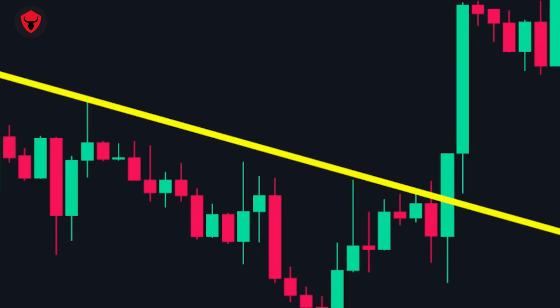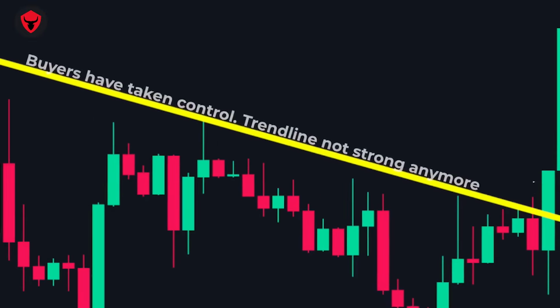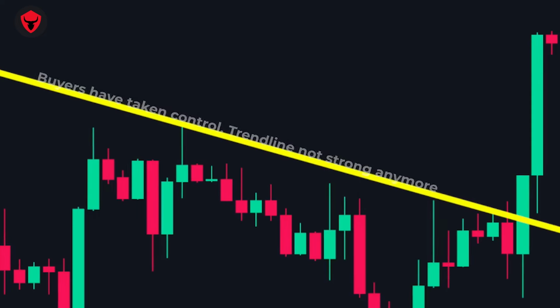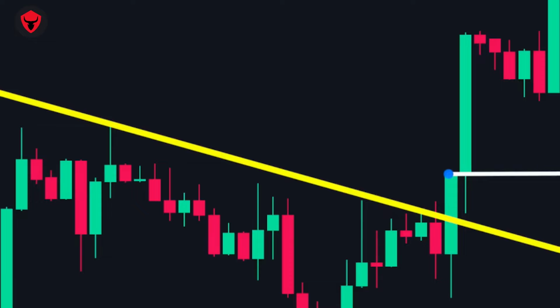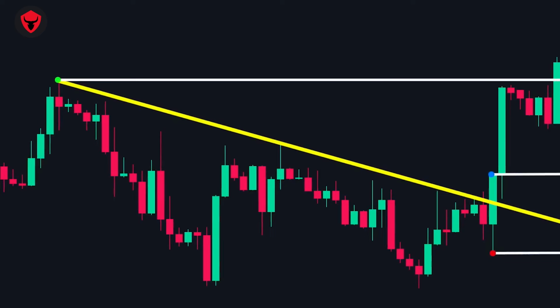This is a clear sign that buyers have taken control, and the trend line's significance has reduced. A buy trade could be started here as well. Place a buy order above the green candle's high and a stop loss below it. This trade's targets would be prior highs. As seen, the price met these targets.